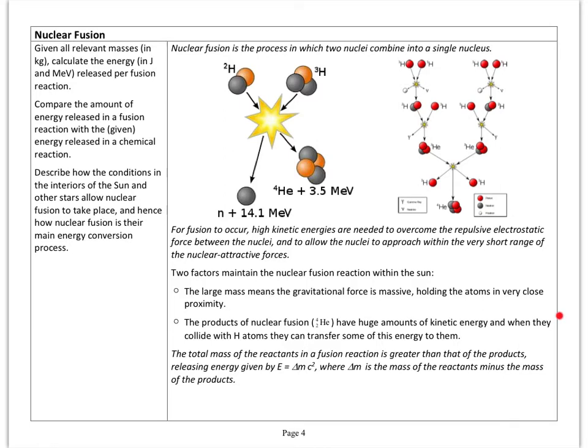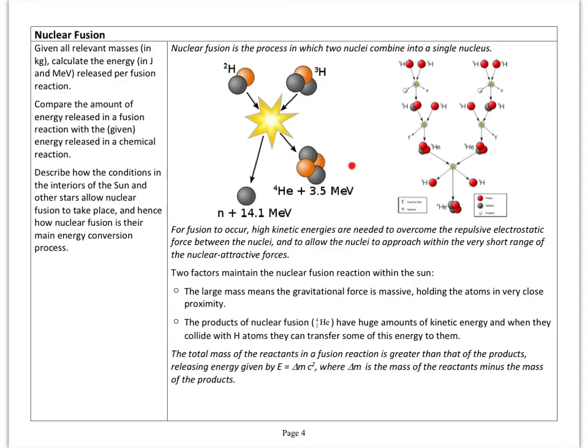So, this is a fancy way of saying the Sun is really, really hot, so these particles are all moving really, really fast. So not only are they held together really tight by gravity, they're also moving really fast. That allows them to become close enough to overcome that repulsive electrostatic force and for that strong, attractive nuclear force to take over.